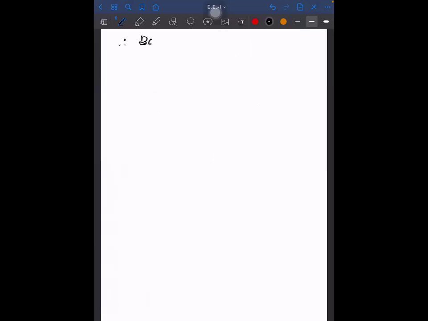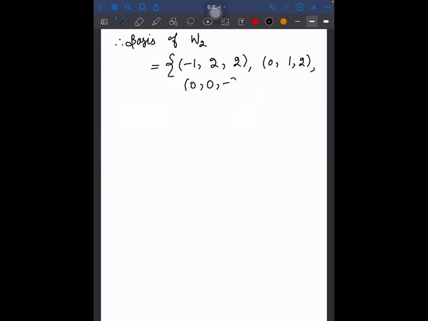So therefore, the basis of W2 is equal to (minus 1, 2, 2), (0, 1, 2), and the next one is (0, 0, minus 3). So therefore, the dimension of W2 is 3. Yes. Are you with me on this? Yes, sir.